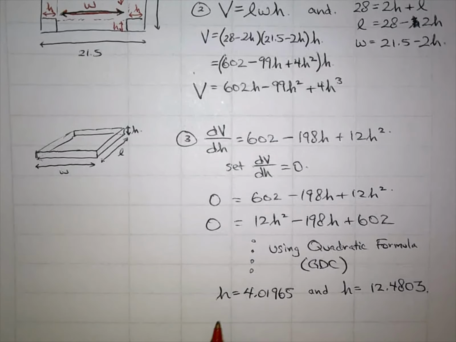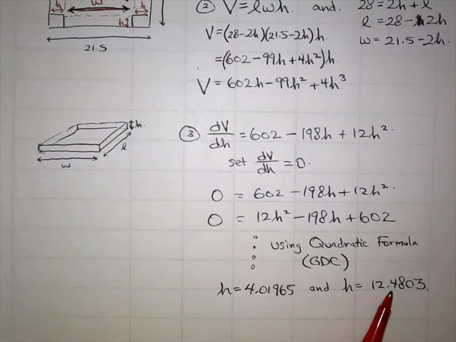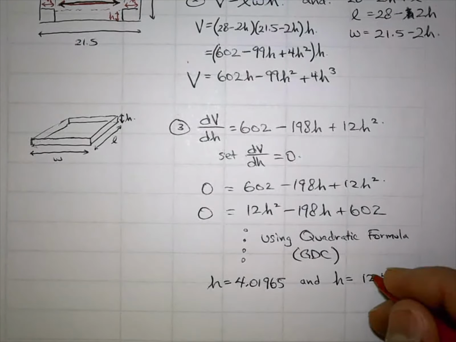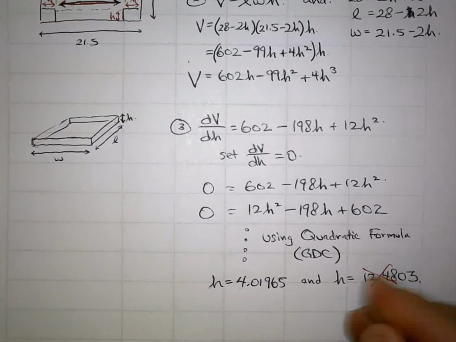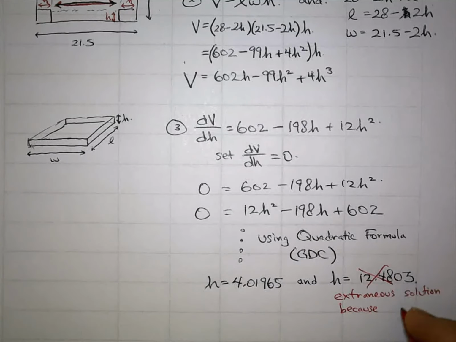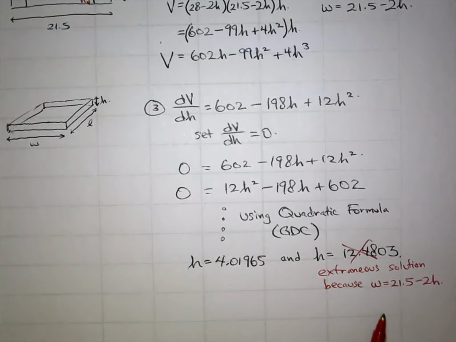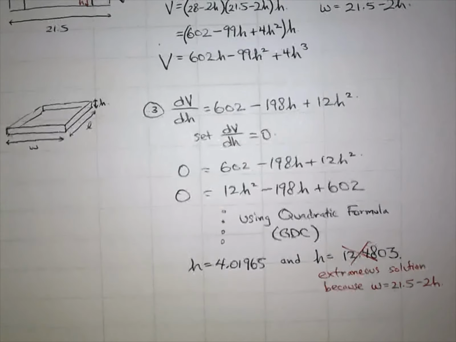4 seems more possible. So if you can throw that out with some logic, that would be okay. But here, I'll put an X through and say extraneous solution, because width equals 21.5 minus 2h. So that would be problematic if I used h is equal to 12.